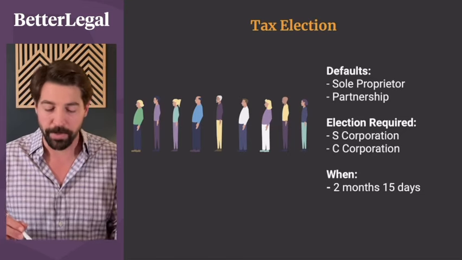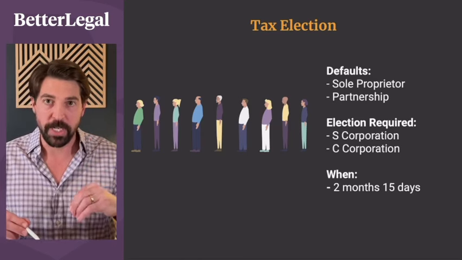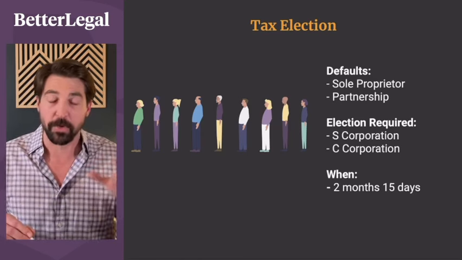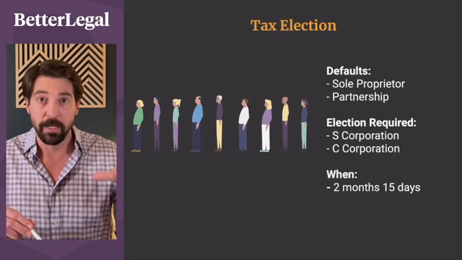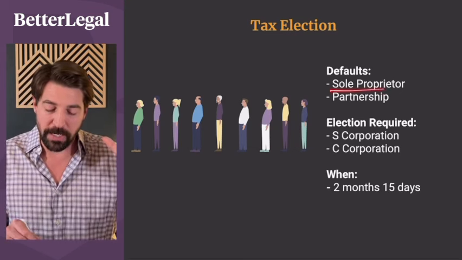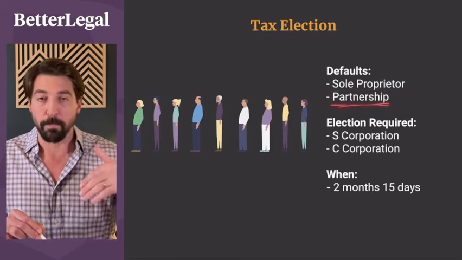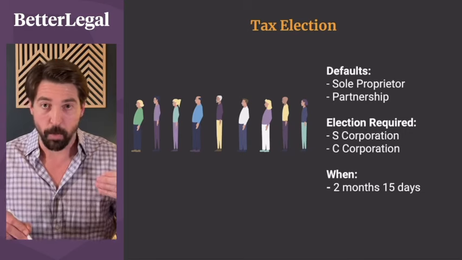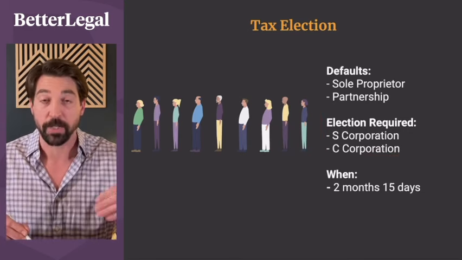Finally, after all that is done, you can elect to be an S Corp or a C Corp if you choose. The default status: the IRS does not have a classification for LLC. They just don't. They never did. So they default you, if you're by yourself, as a sole proprietor. If it's 2 or more people, then as a partnership. If you want to be an S Corp or a C Corp, you have to make an actual election with the IRS. When can you do that?